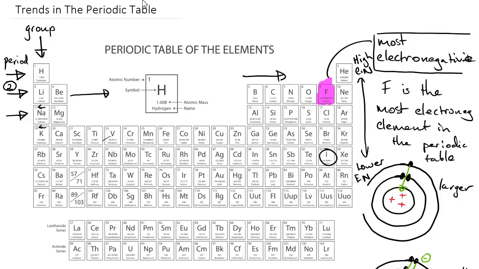So it wants electrons the most, because one more electron will fill it up and will make it into a very stable element, and also because it's at the very top of the group, which means that the electrons have greater electrostatic attraction towards the inner nucleus.